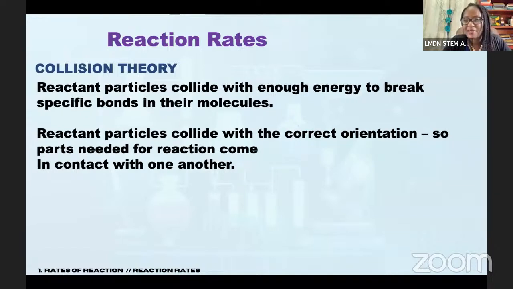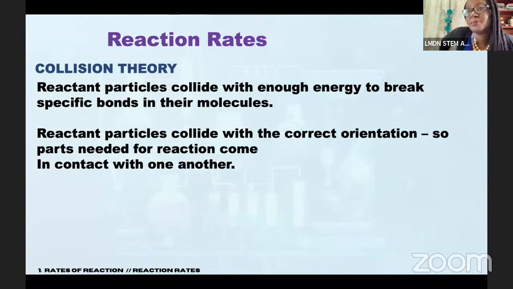If they collide and have enough energy to break the bonds in their molecules, but they don't collide in the correct orientation, it's not going to bring forth the product, the fruit that you want, right? So not only does the energy have to be enough to break the old bonds, but in order to form new bonds and create new molecules, the orientation in which the reactants hit each other has to be right. Those factors all have to be in place for you to have your product.